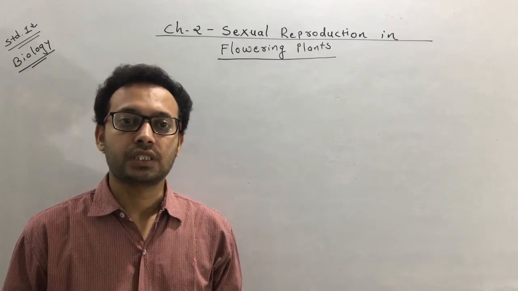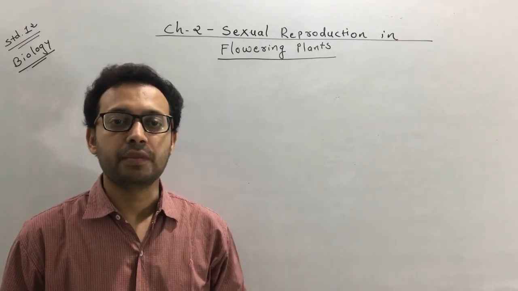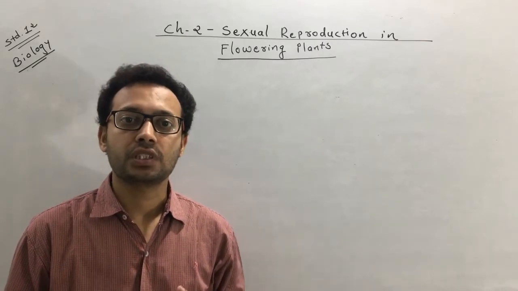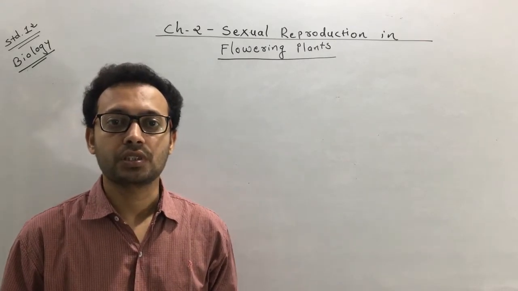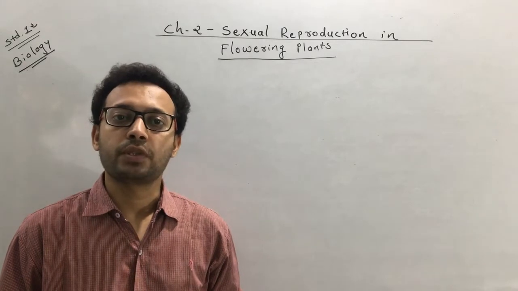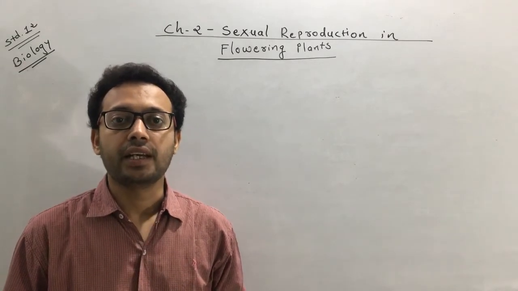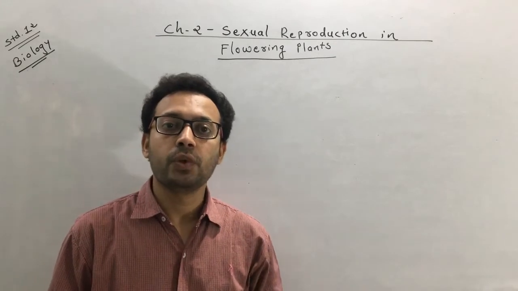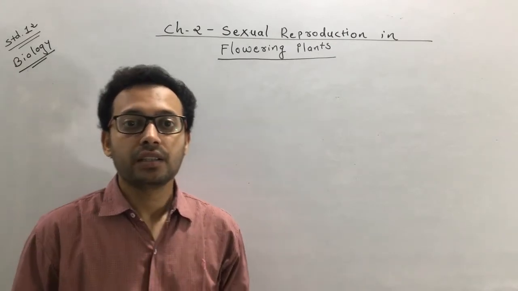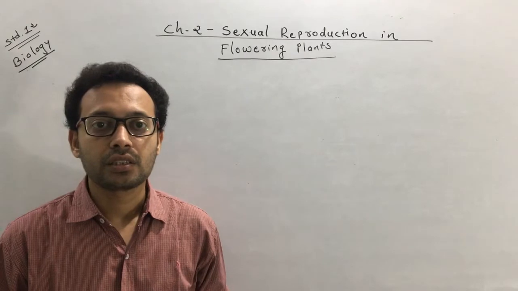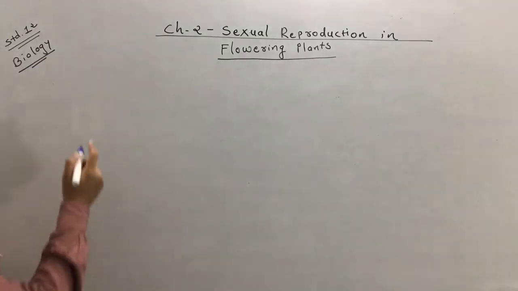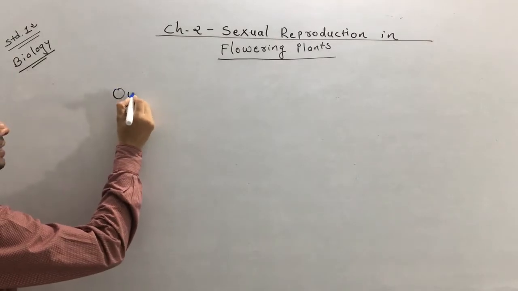We have also discussed in detail the structure of the stamen and carpel and their processes like microsporogenesis and megasporogenesis. We have also discussed the formation of pollen grain and embryo sac. Apart from that, we have also discussed the pollination process and the pollinating agents. And today we have to discuss an important topic. It is called outbreeding devices.